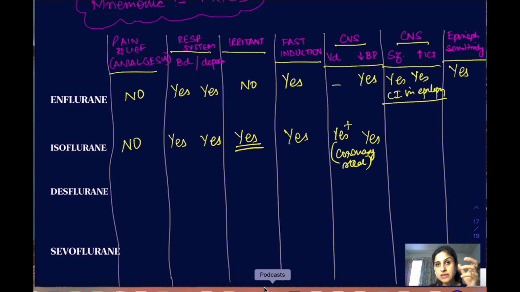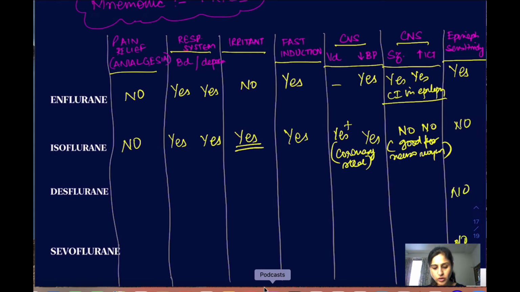Whether they cause seizures or an increase in the intracranial tension, no. So they are good for neurosurgery. And whether they sensitize to the catecholamines, no. So the only drug out of these which sensitizes to the catecholamines is enflurane. This one doesn't do it and this one doesn't either. So remember, this is the only drug, enflurane.